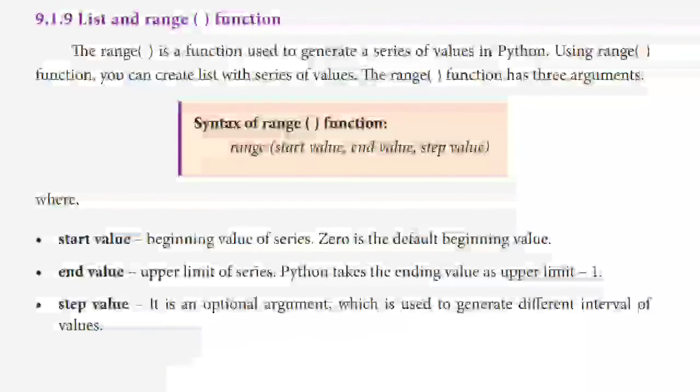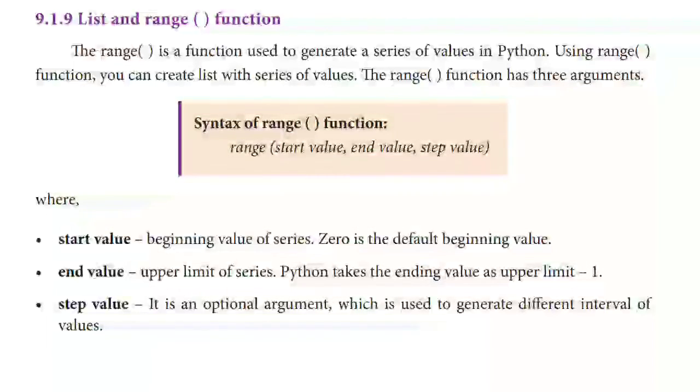The step value is an optional argument, which is used to generate different intervals of values. As I said earlier, it is not mandatory, it is an optional one. So you can also use this range function with only two values, start value and end value, without any step value.